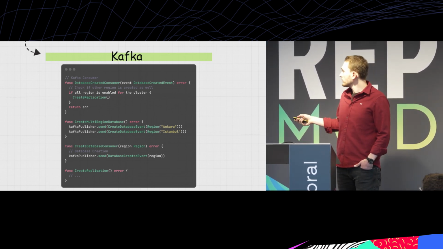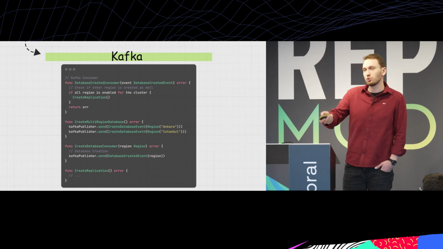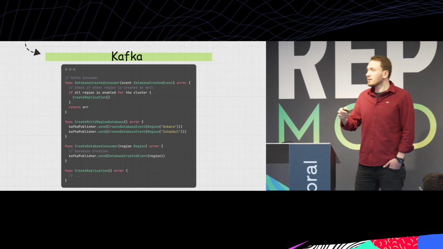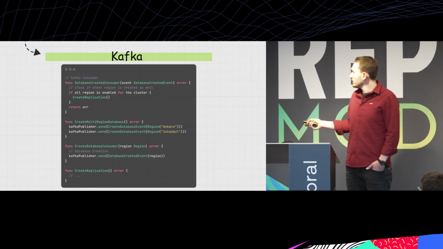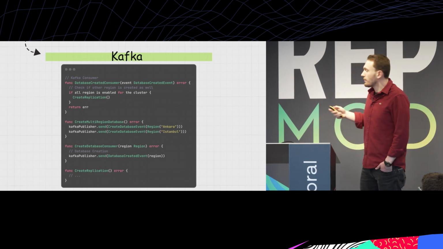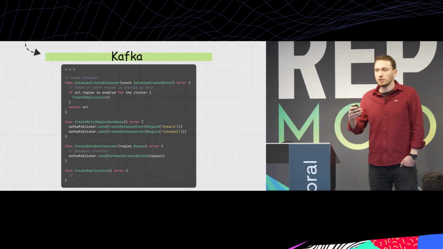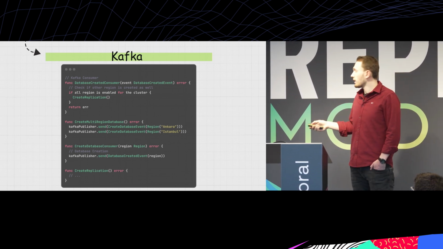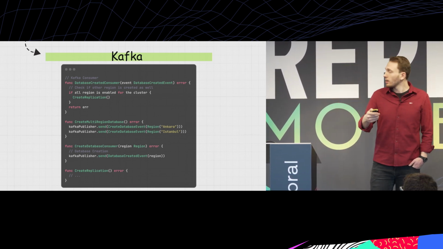As you can see in the top one, there is a database created consumer this time. This consumer listens to the database created event. In this condition, this consumer is going to check if all regions are ready to use. If they are ready to use, I will create replication between these two regions.